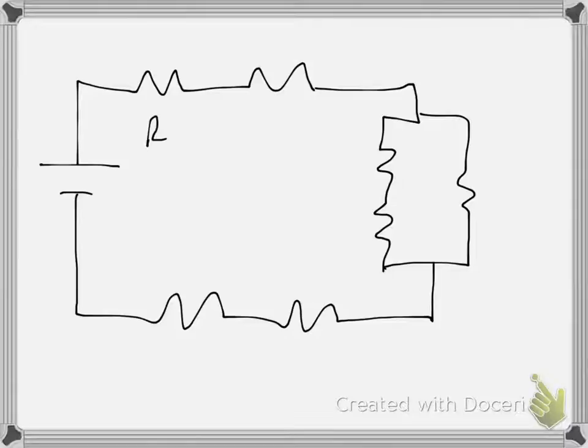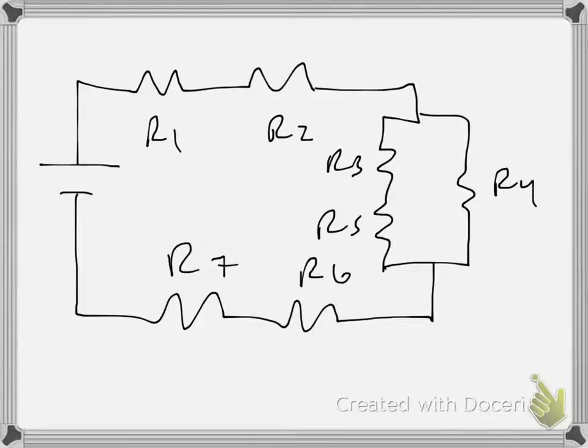Alright, so I have 1, 2, 3, 4, 5, 6, 7 resistors in this circuit. I'm going to put R4 on the inside here. Alright, so I have these 7 resistors, and I need to find the voltage and the current across each of these resistors.